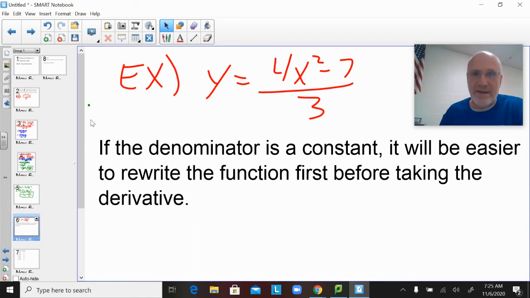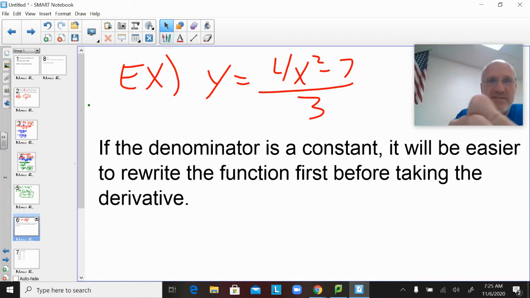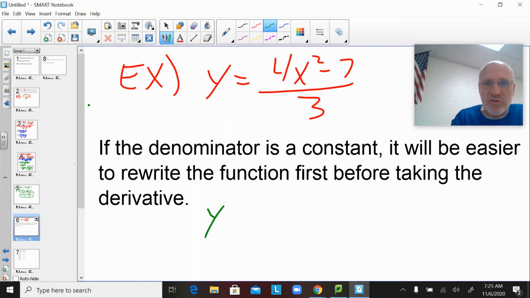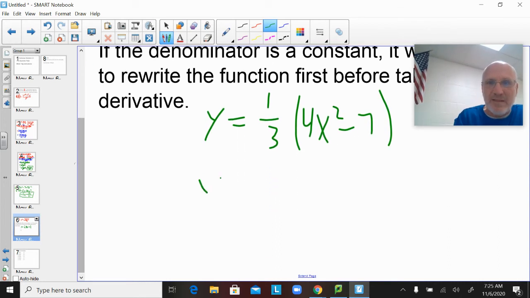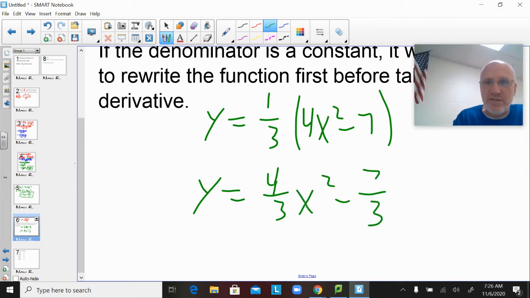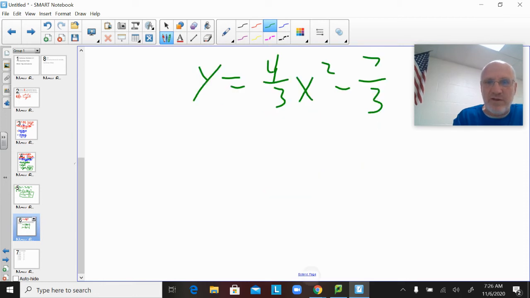I could quotient rule that, but I'm telling you that since it's just a number, let's write this as y equals 1/3 times 4x squared minus 7, because that's what it means to divide something by 3. And now let's rewrite this as 4/3 x squared minus 7/3. And now let's just take the derivative of this.